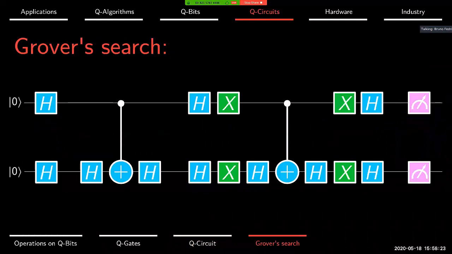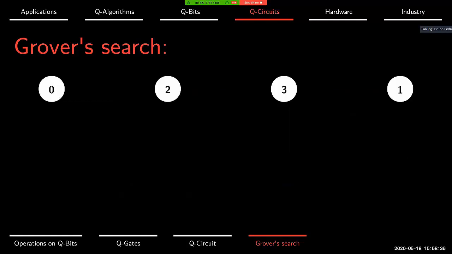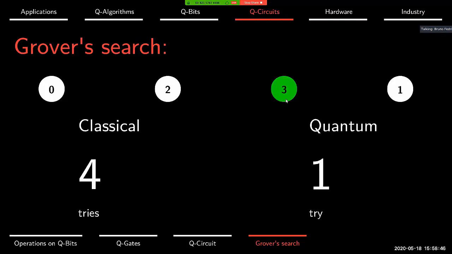Okay, a bit more interesting is the Grover search that I already mentioned. So we will detail it step by step. So suppose that you have an unsorted database of 4 entries. So 0, 1, 2, 3. And suppose that you are looking for the number 3.